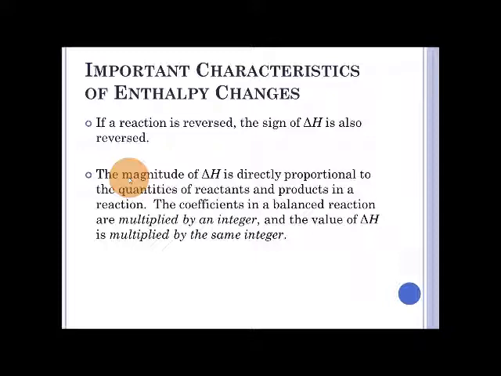The magnitude of delta H is directly proportional to the quantities of reactants and products in a reaction. The coefficients in a balanced reaction are multiplied by an integer, and the value of delta H is multiplied by the same integer.